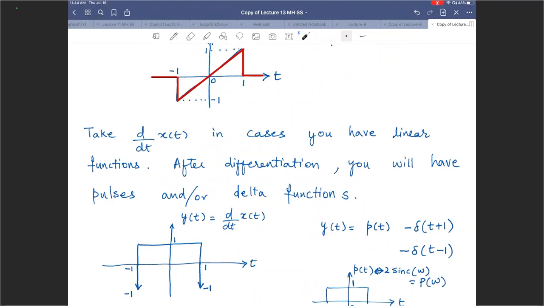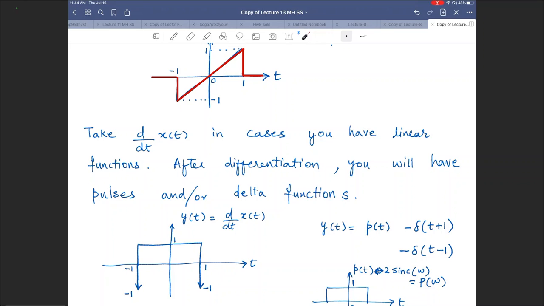So let's try to do that. Take the derivative of x of t in cases where you have linear functions. After differentiation, you will have pulses, or you may also have delta functions. But delta functions are pretty easy to handle. Why? We already know the Fourier transform of that. So if they are located at different times, we simply use the time shift property and we'll be okay.